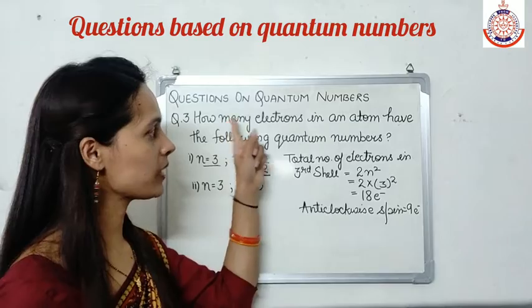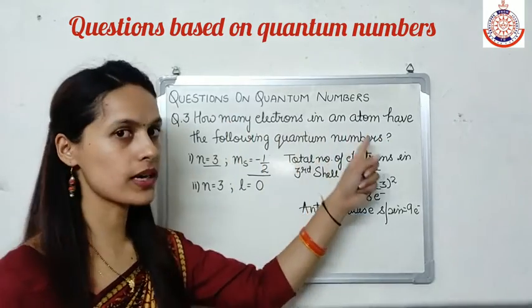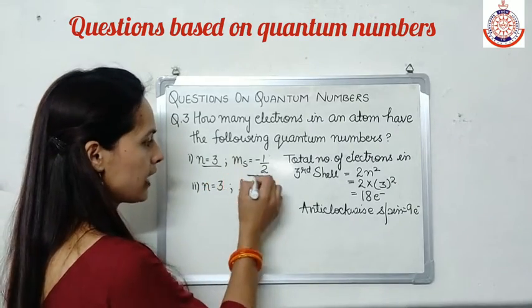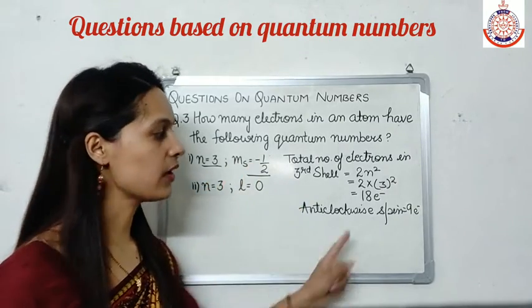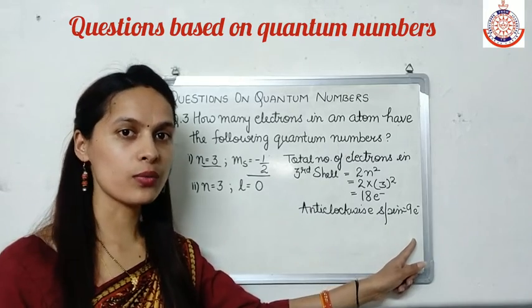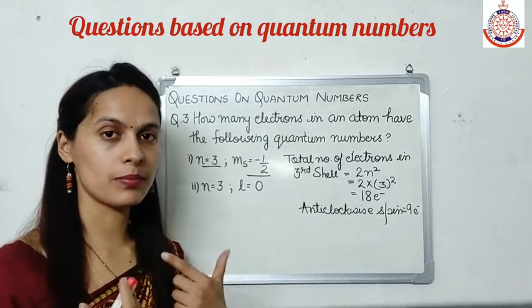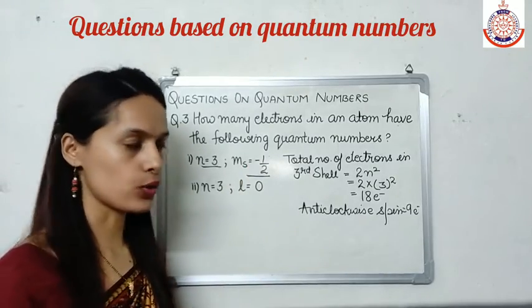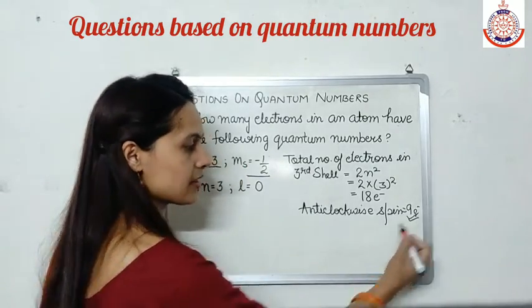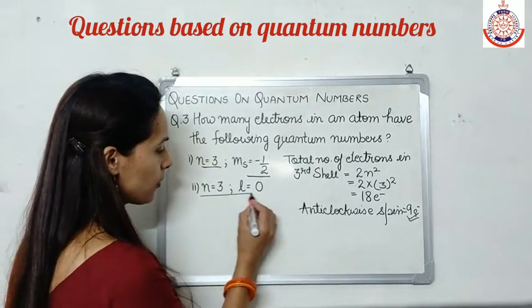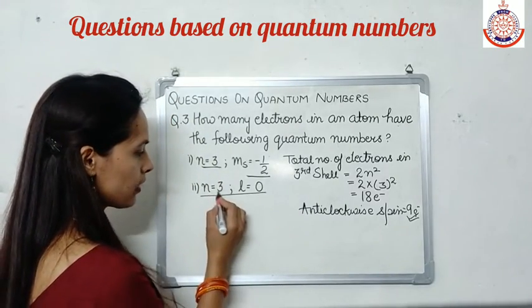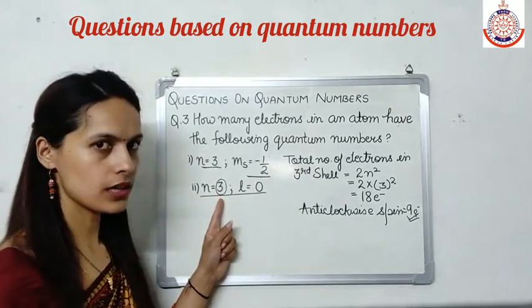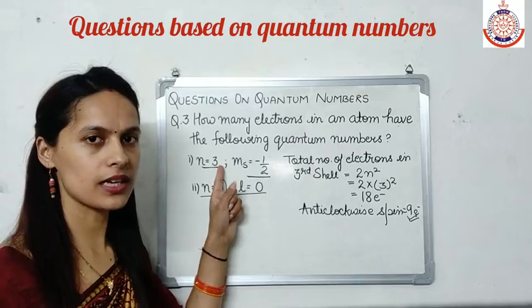So how many electrons in an atom have the following quantum numbers? Means if in an atom n equals 3 and ms equals minus half, we have 9 such electrons whose principal quantum number value is 3 and they show the anti-clockwise rotation. So for the first, the answer is 9. Now if we talk about the second, in the second, n is given to us, that is 3. In the first one also n is given to us, that is 3.